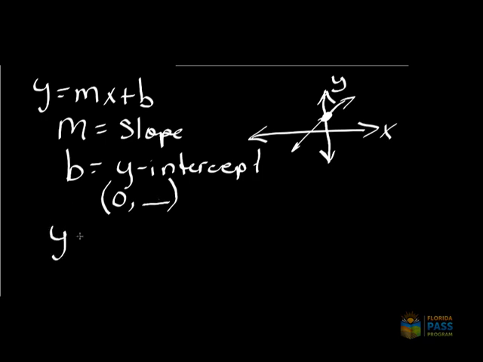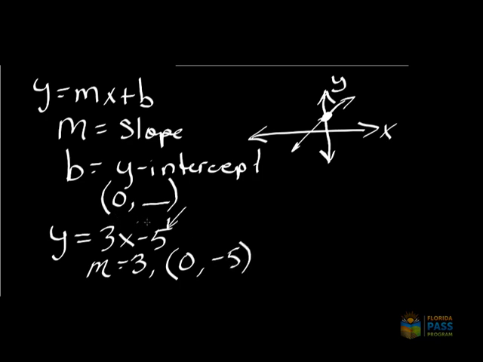If I was to give you the equation y equals 3x minus 5, what is your slope? In this example, your slope is 3 and your y-intercept is that last number over there. If you just said 0, 5, your answer is wrong because that is not a 5. It is a negative 5. Make sure you always get the sign that is in front of it.